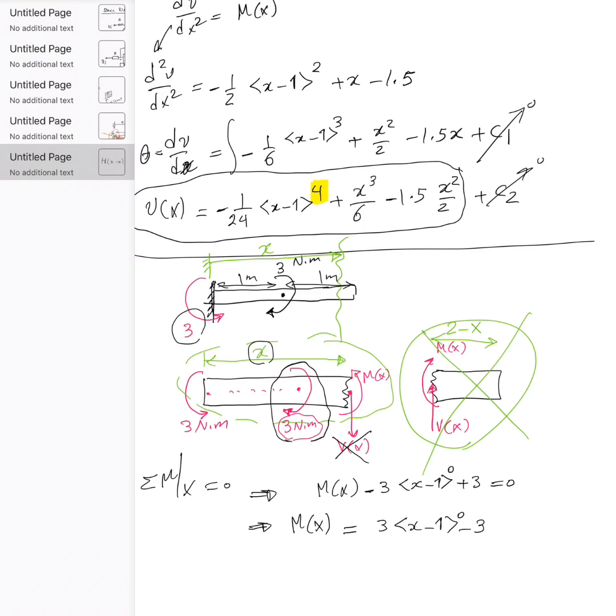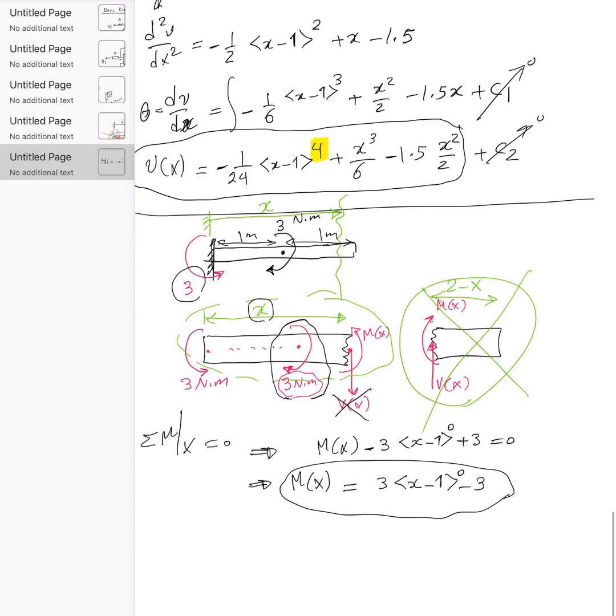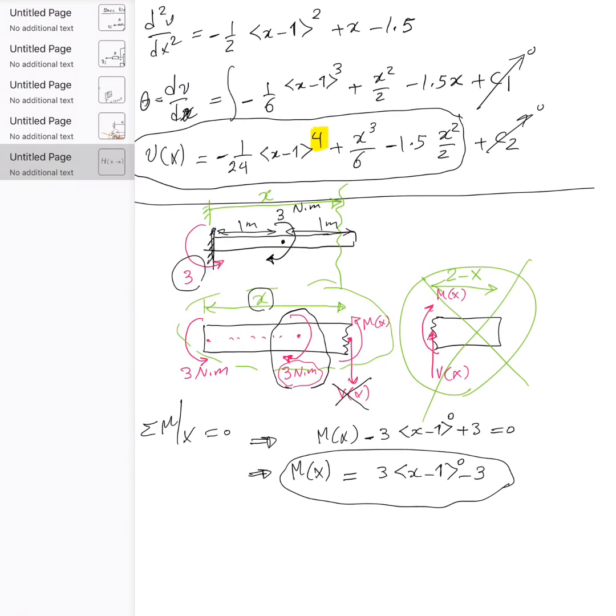Moment at x is equal to 3 Heaviside x minus 1, 0, negative 3. Okay? So let's draw it before I want to find the deflection. I know that if I plug this relation into the second derivative, double integrate, apply boundary condition, I find the equation of the deflected beam, right? But just for the heck of it, let's plot this relation. In order to plot this relation, let's evaluate this when x is between 0 and 1, and evaluate this when x is between 1 and 2.